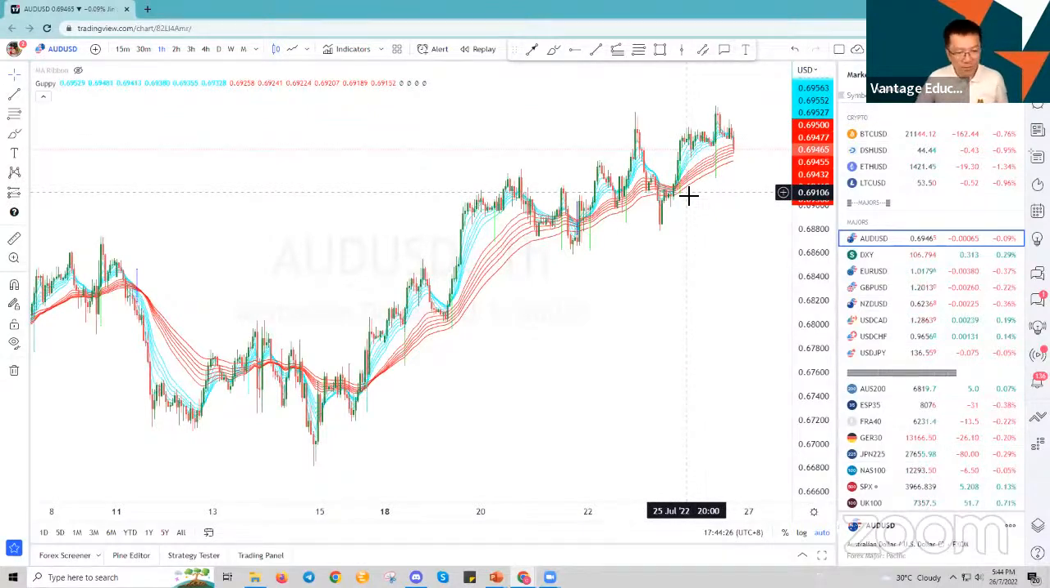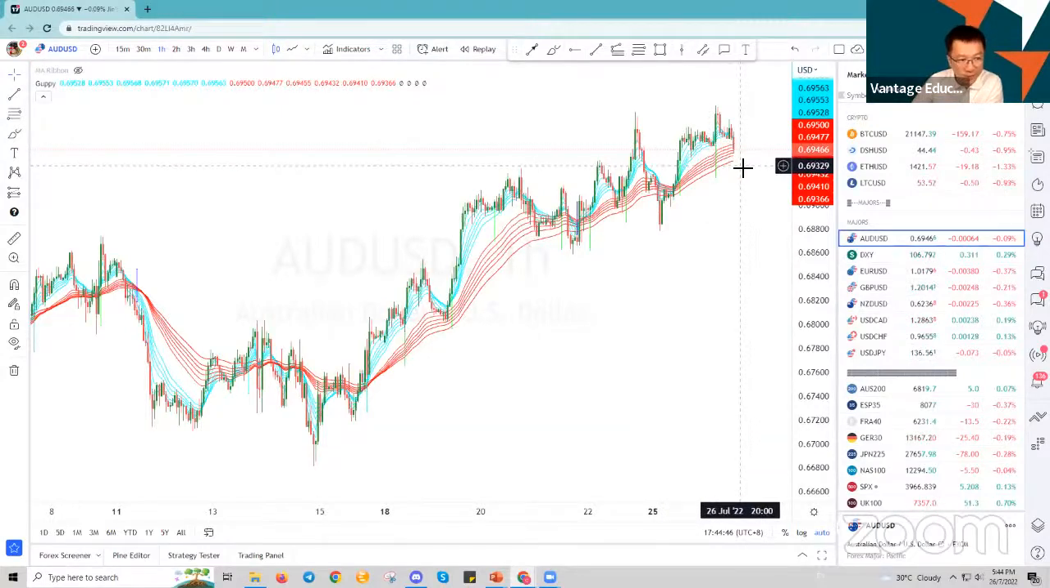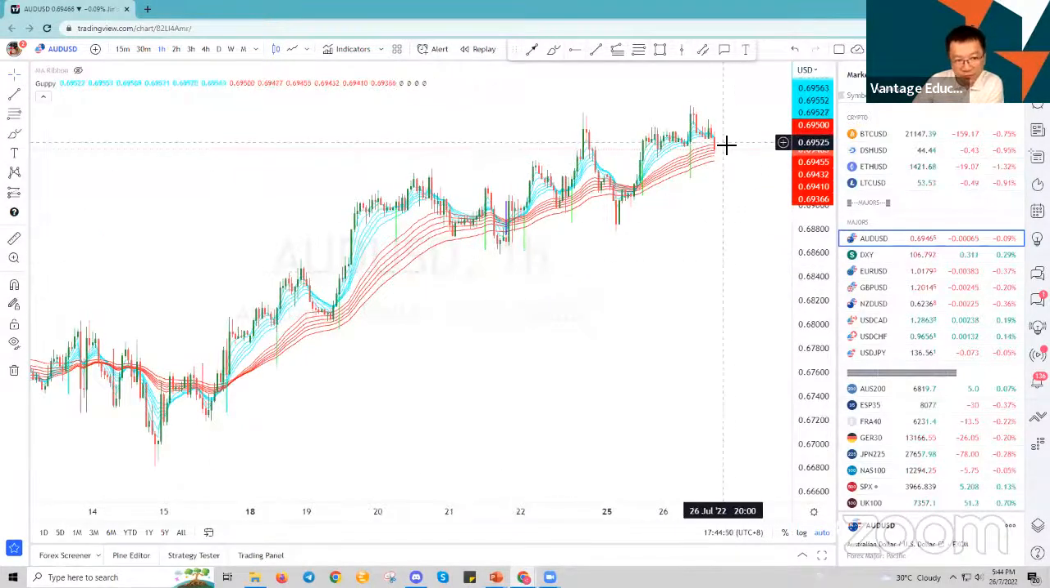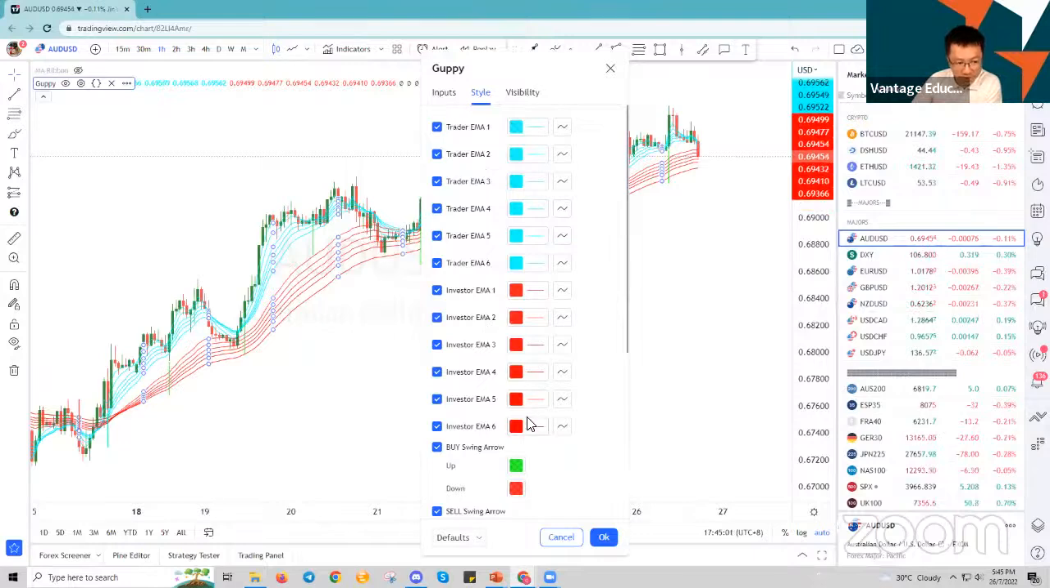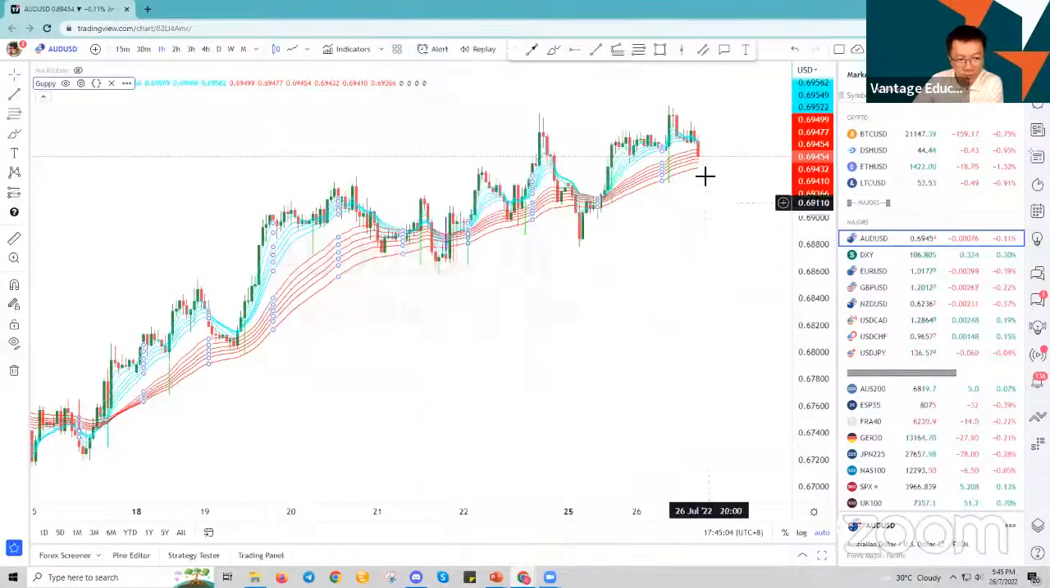So many different moving averages to use here, not just a single moving average, not just a simple moving average. We have the exponential moving averages. We have the combination of moving averages, crossovers, and as price crosses over the moving average. In this case, look out, right? We have the Aussie US on the H1 time frame possibly crossing below the investor EMAs here, which could signal a potential strong reversal towards the downside.